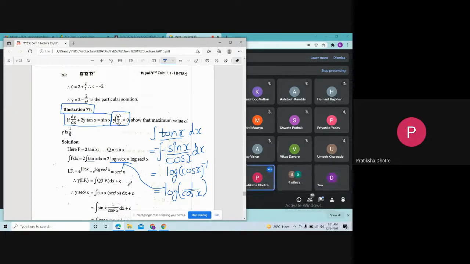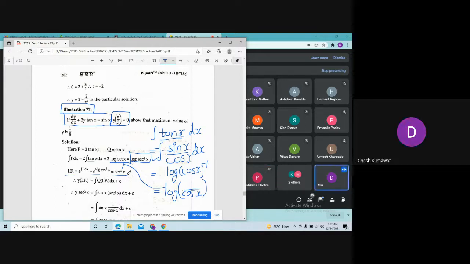So again I am saying, whatever you have studied in 12th standard, revise it, otherwise you will face lots of problems. So we are having 2 log of sec x, which is nothing but log of sec square x. Is it clear till here? So what is the integrating factor? e raised to integration p dx, which is equivalent to e raised to log of sec square x, which is equivalent to sec square x. Is that clear?